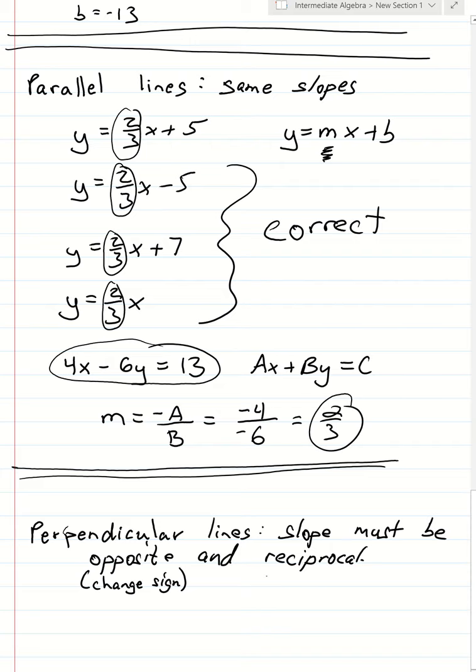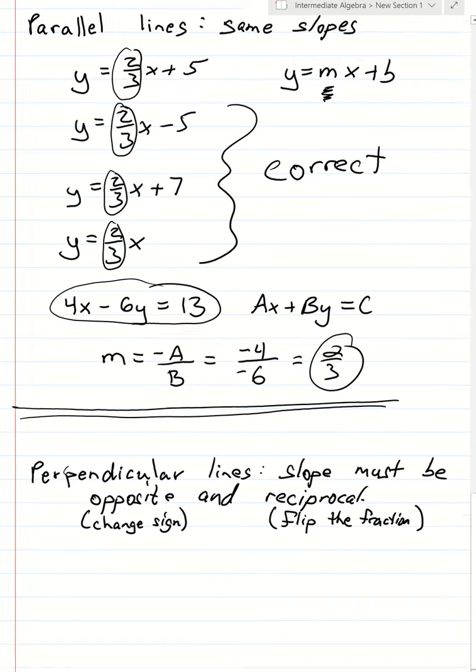What do we mean by reciprocal? That means you have to flip the fraction. If your fraction was 2/3, you flip it. You make it 3 over 2. If your fraction was, let's say, 1/3, you flip it. You make it just the number 3. So that's what's meant by opposite and reciprocal.